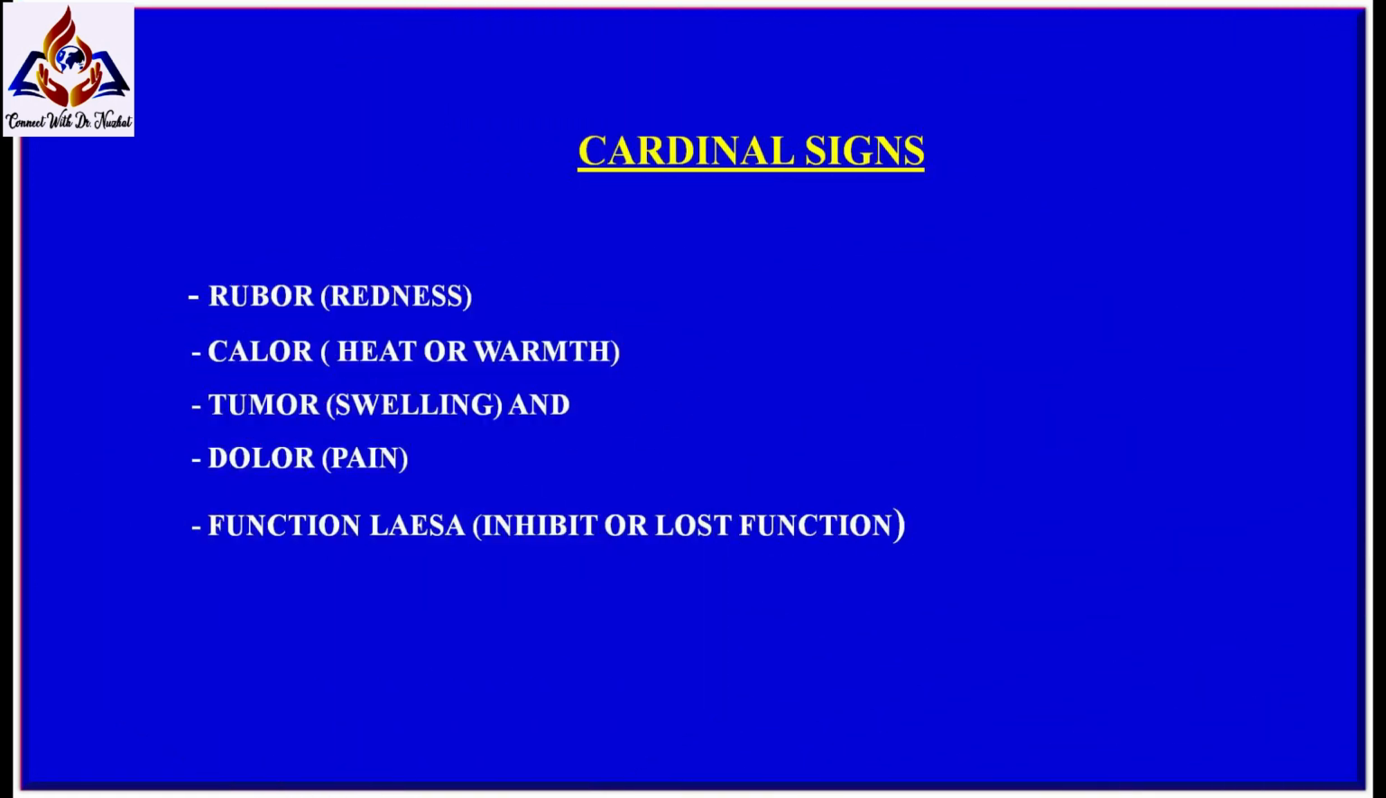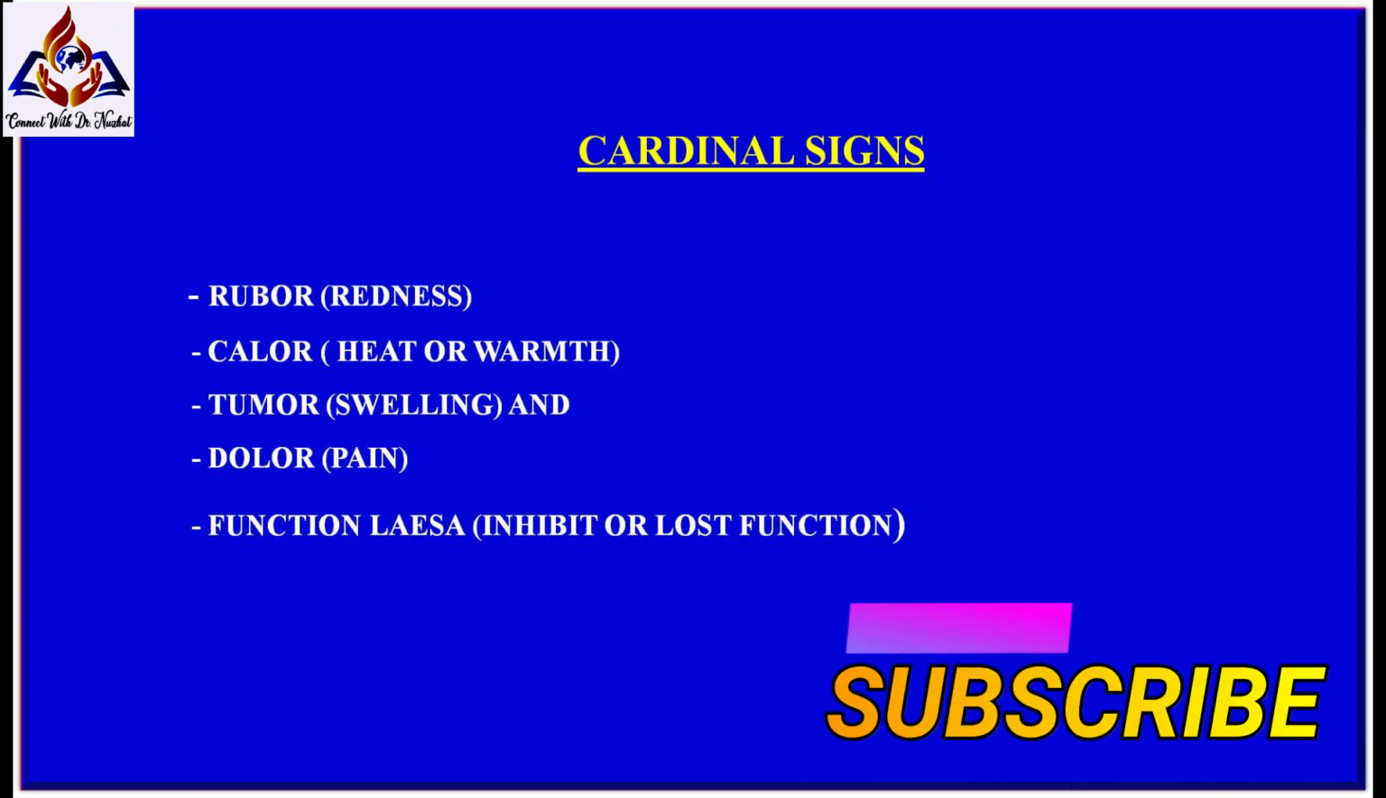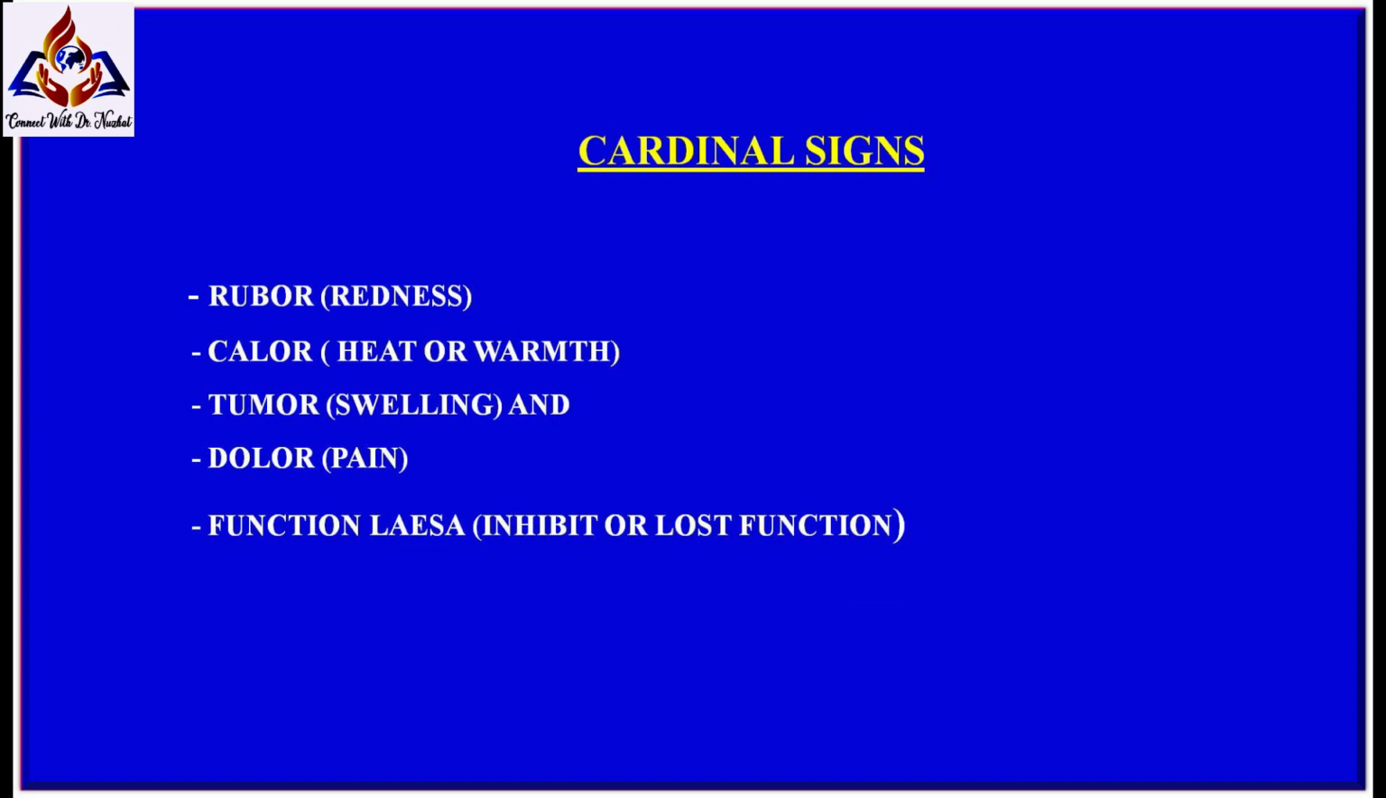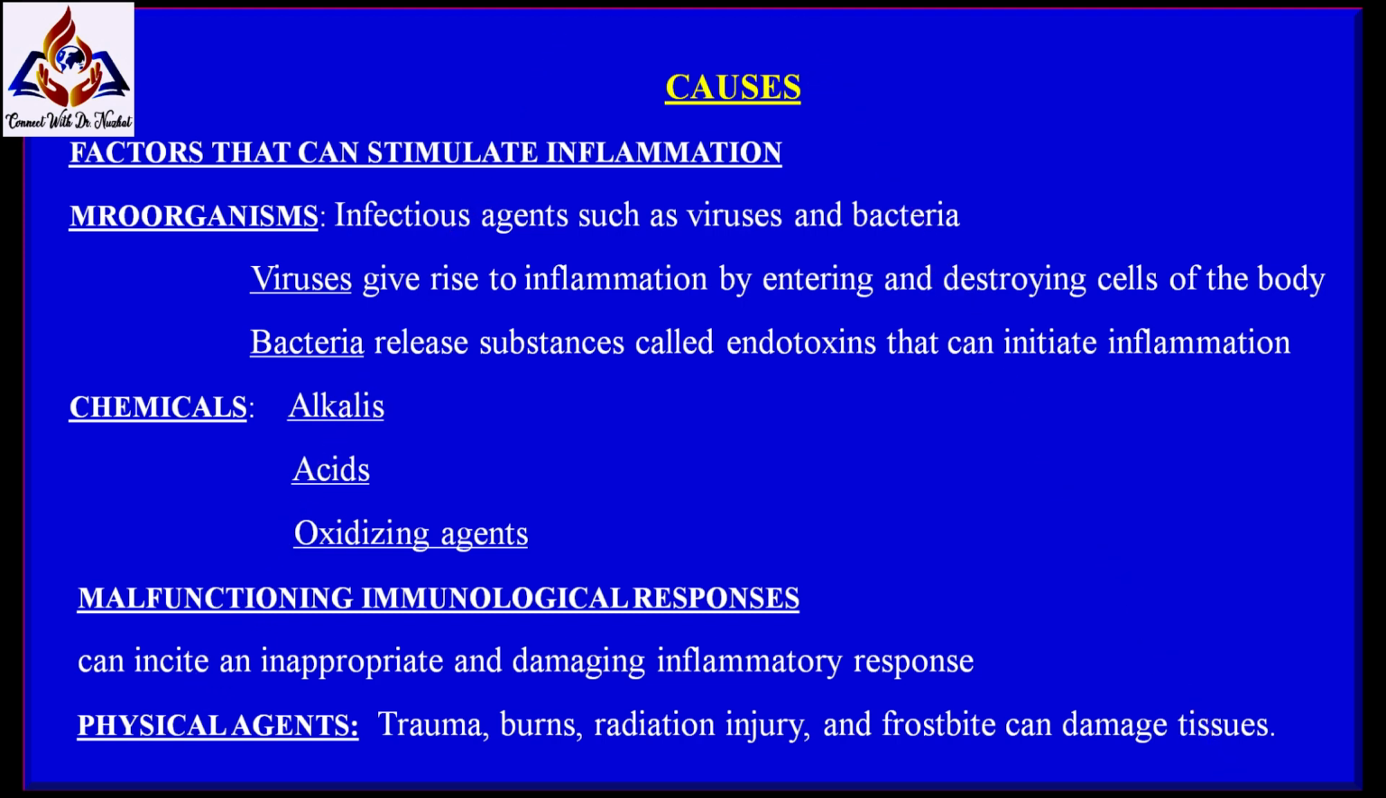Based on visual observation, the ancients characterized inflammation by five cardinal signs: redness, rubor; swelling, tumor; heat, calor, only applicable to the body's extremities; pain, dolor; and loss of function, functio laesa. The factors that can stimulate inflammation include microorganisms, physical agents, chemicals, inappropriate immunological responses, and tissue death. Infectious agents such as viruses and bacteria are some of the most common stimuli of inflammation.